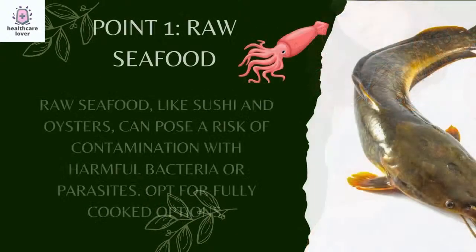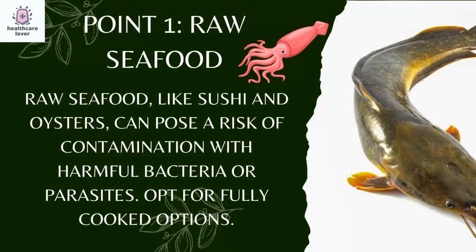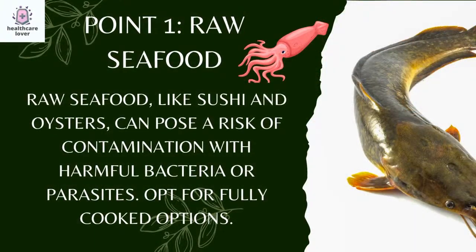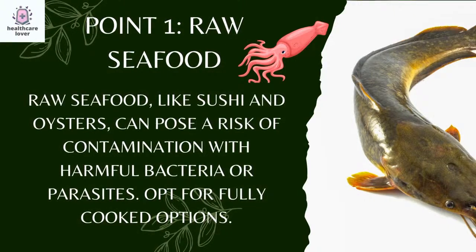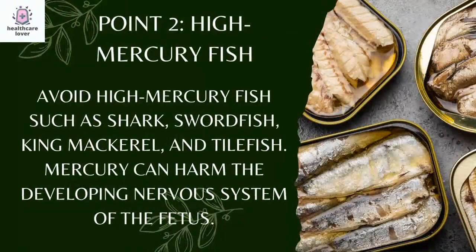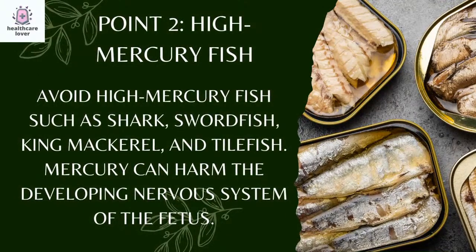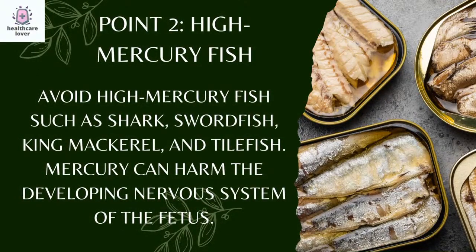Point 1. Raw seafood. Raw seafood, like sushi and oysters, can pose a risk of contamination with harmful bacteria or parasites. Opt for fully cooked options. Point 2. High mercury fish. Avoid high mercury fish, such as shark, swordfish, king mackerel, and tilefish. Mercury can harm the developing nervous system of the fetus.